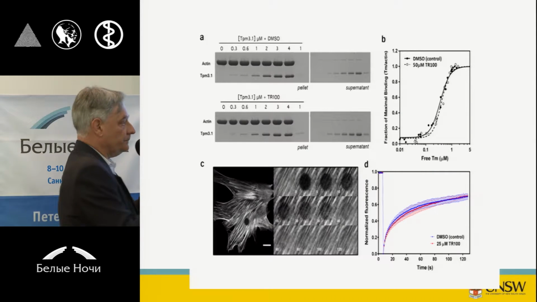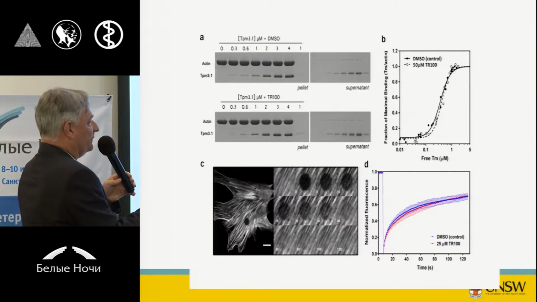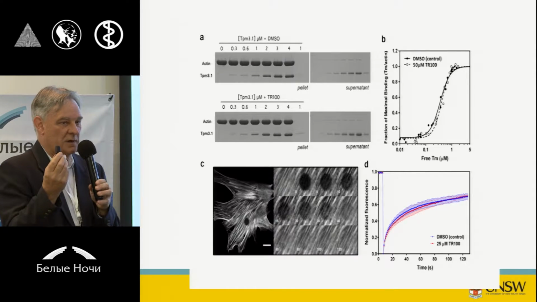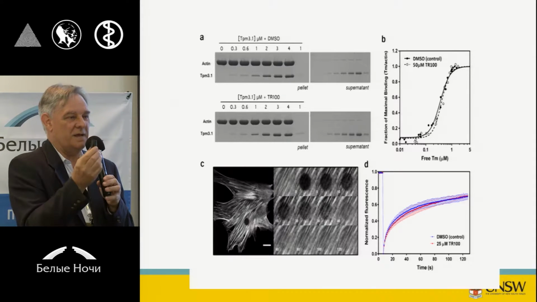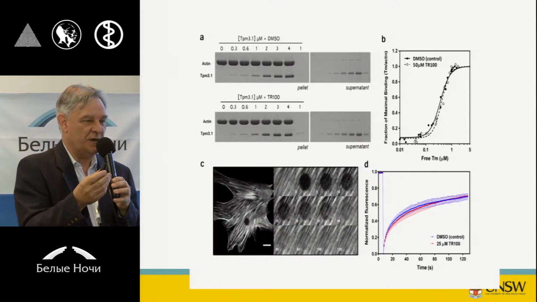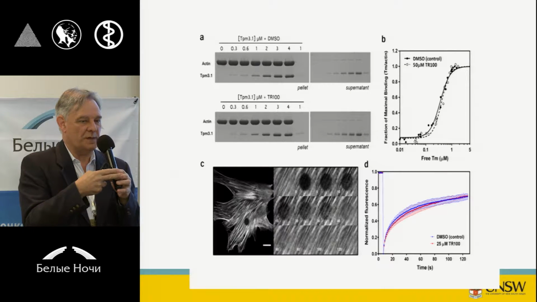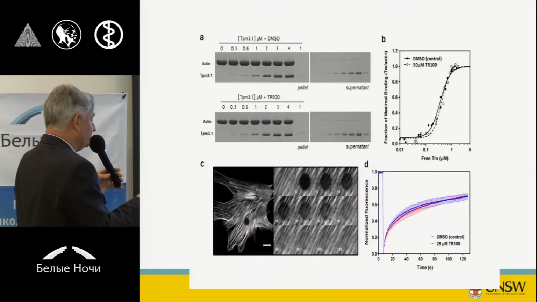Here's the surprise. What we found was that if we look at the binding of tropomyosin to actin, this is a standard binding curve showing the cooperativity of the binding. In the presence of the drug, there's no difference. The drug does not prevent the tropomyosin from binding to the filament. It prevents the tropomyosin from protecting the filament, which would suggest that it is this head-to-tail overlap that is not working properly anymore, and the filament is no longer protected.